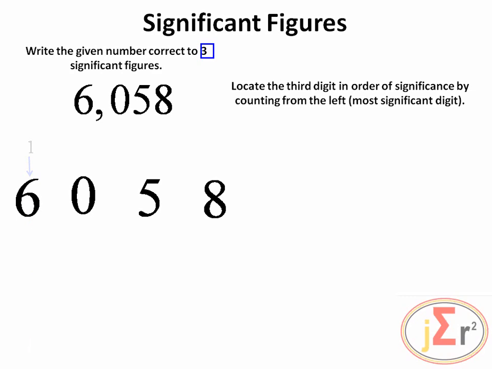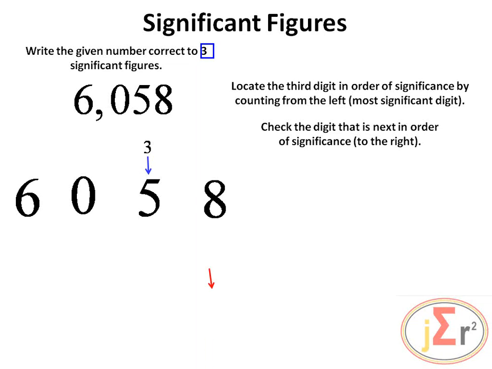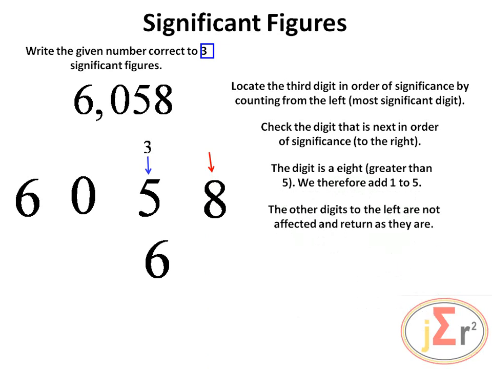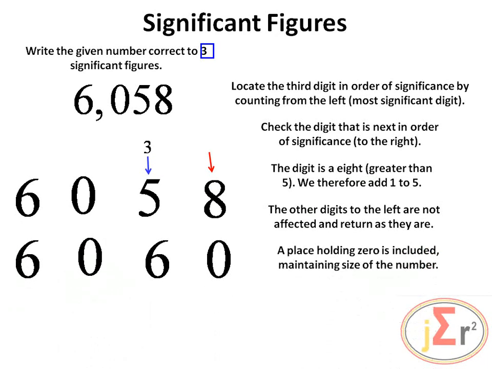And at the left, we have the most significant digit. There we go. Check the digit that is next in order of significance. That is the one to the right of it. The digit is an 8, which is greater than 5. We therefore add 1 to 5. The other digits to the left are not affected and return as they are. A placeholding 0 is included, maintaining the size of the number.